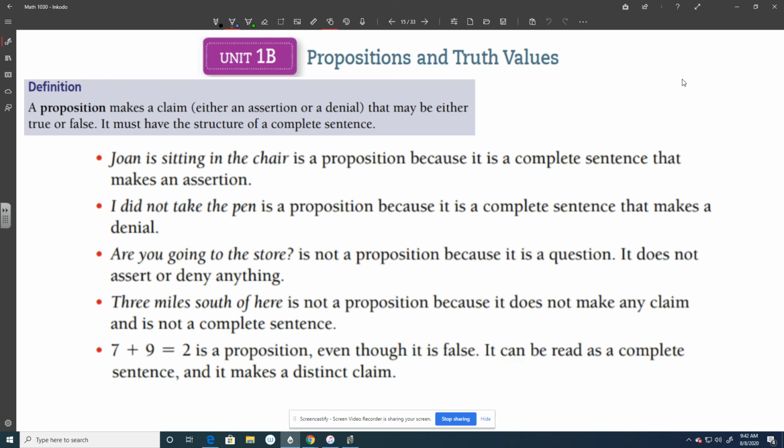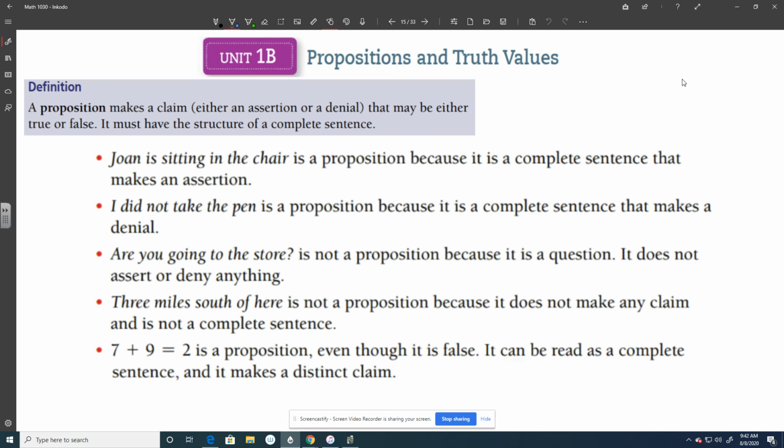But we're talking about propositions, which make a claim. So they either assert or deny that something is true or false. And it has to be a complete sentence. If it doesn't make a claim and have a complete sentence, it's not a proposition. So I've got a couple of examples for you here.